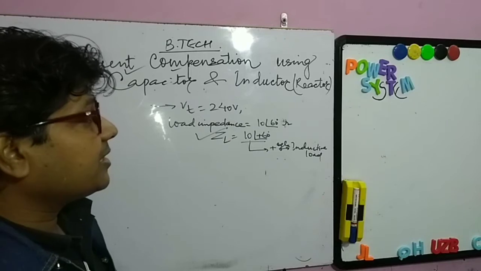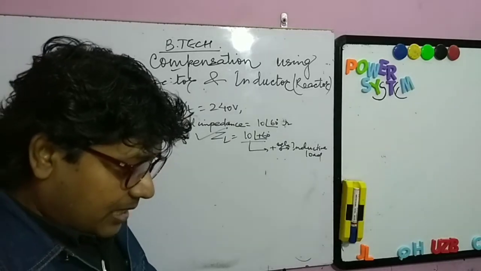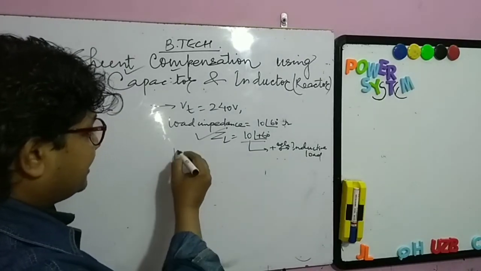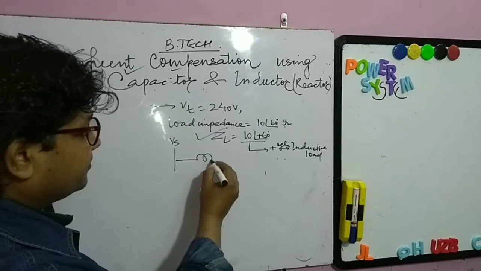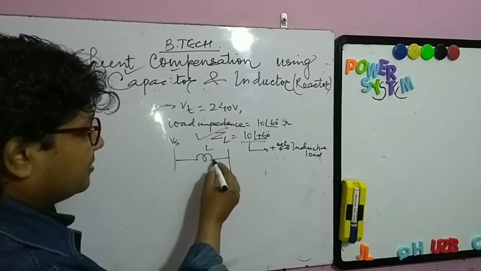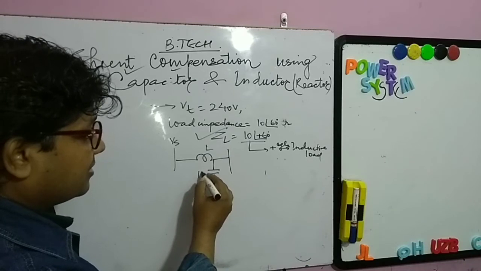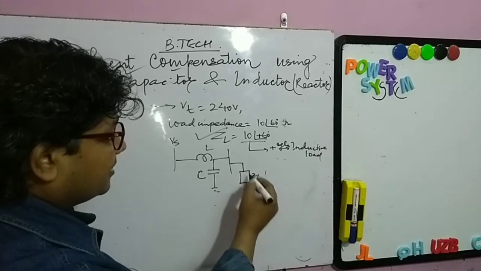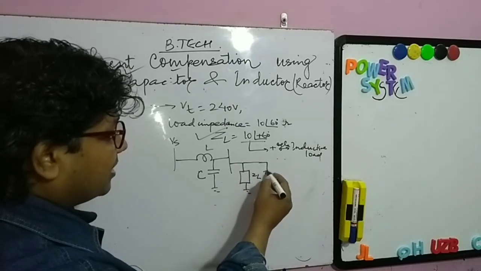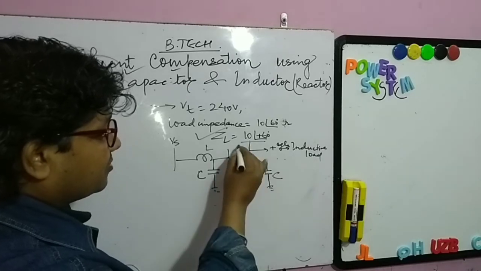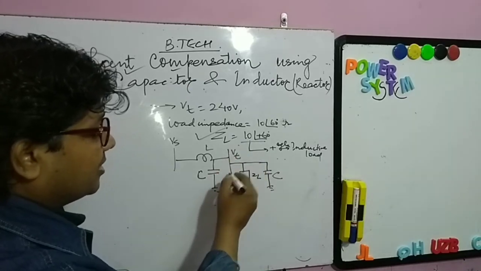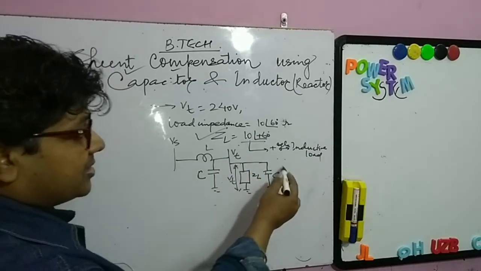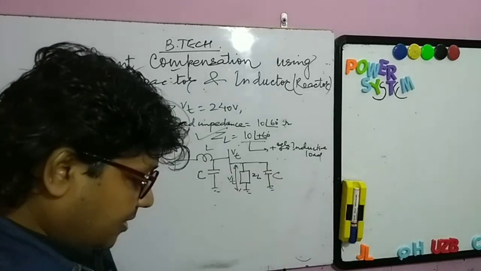So Z_L is equal to 10 angle 60 degree. Now a capacitor is connected in parallel with the load. For example, this is your V_s, this is our inductor, this we can say our capacitor, and this is our Z_L. The capacitor is connected in parallel, so this terminal voltage will be applied here. This is V_t, and this capacitor we are going to connect with the load.